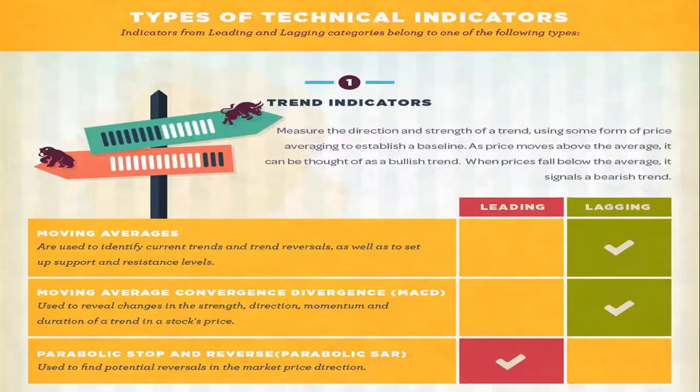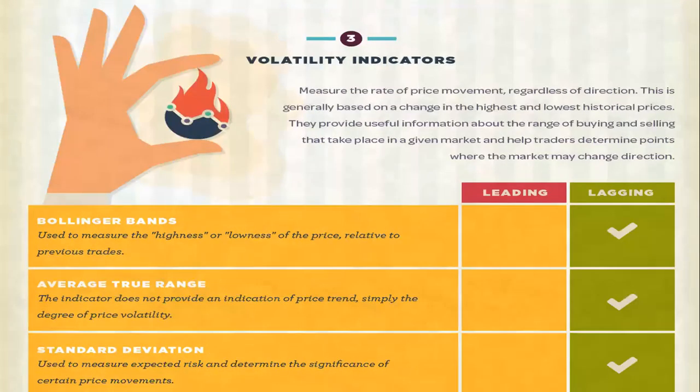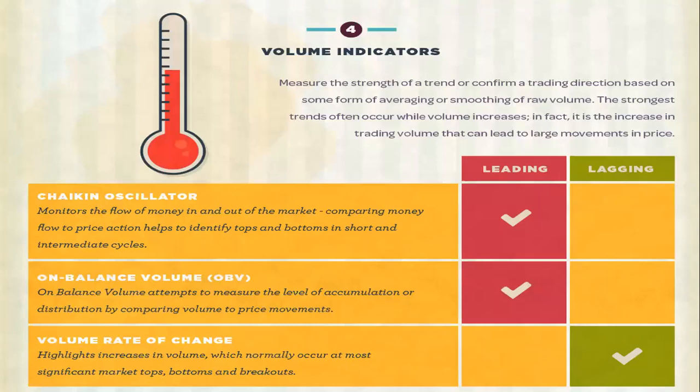The first one is trend indicators. The second one is momentum indicators. Third is volatility indicators, and the fourth is volume indicators. So I hope you all have taken note of the indicators and know the uses, the meaning, and the significance of using them. We will go to the practical side of it.